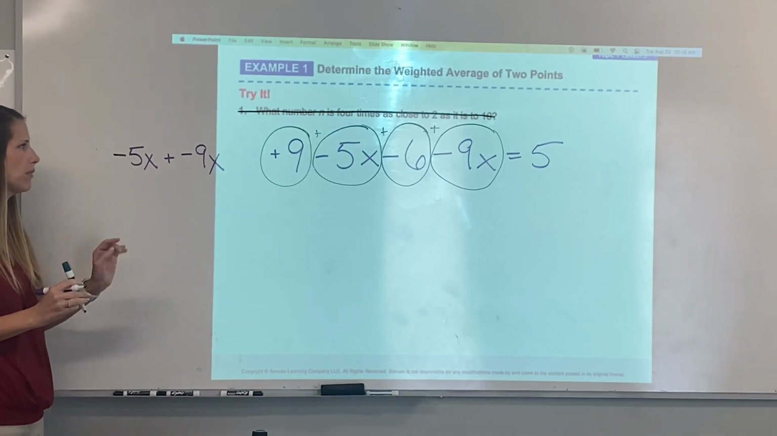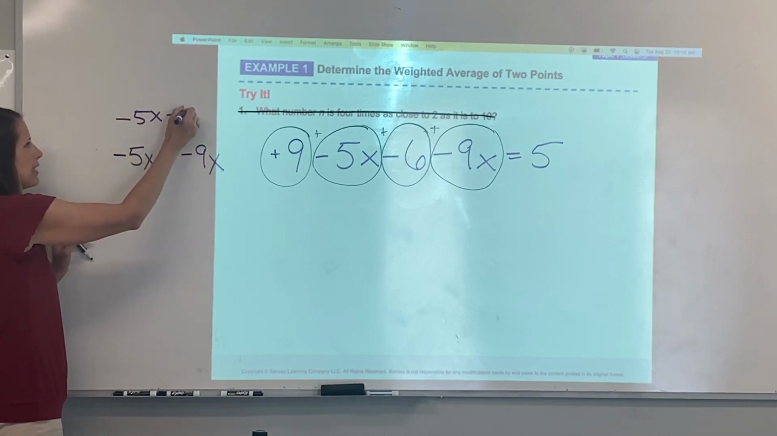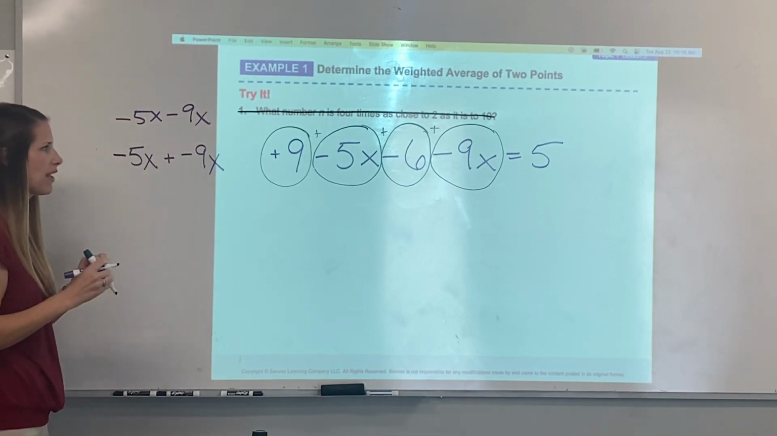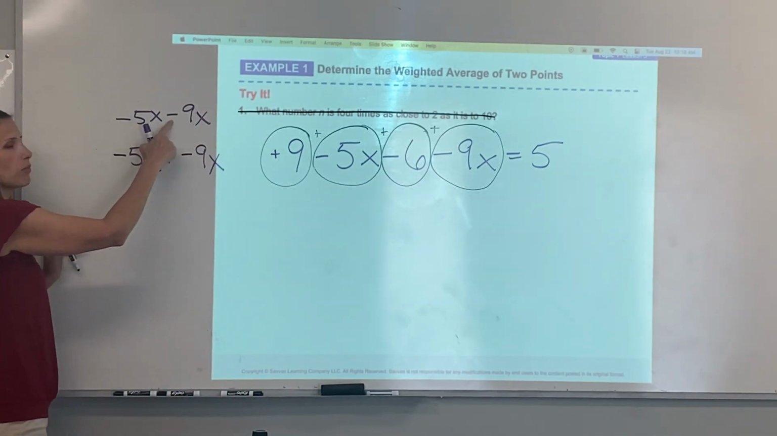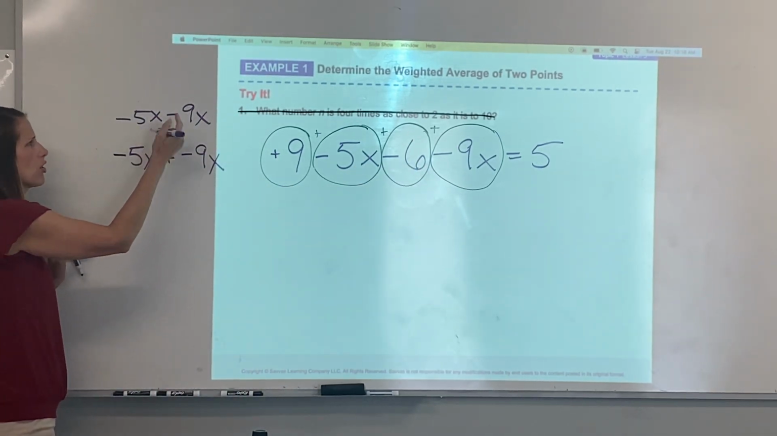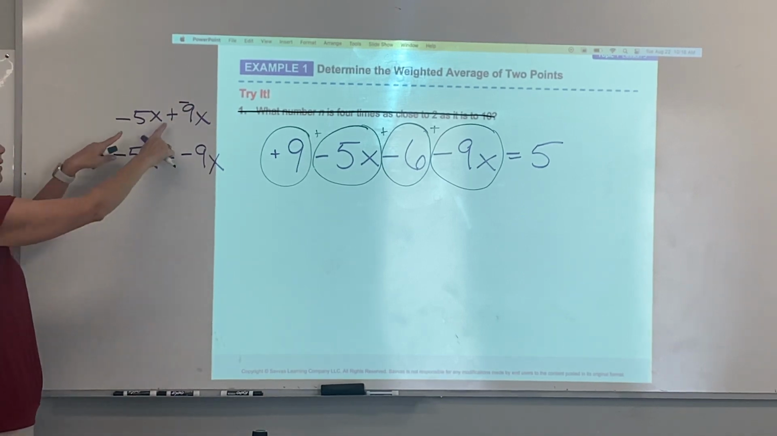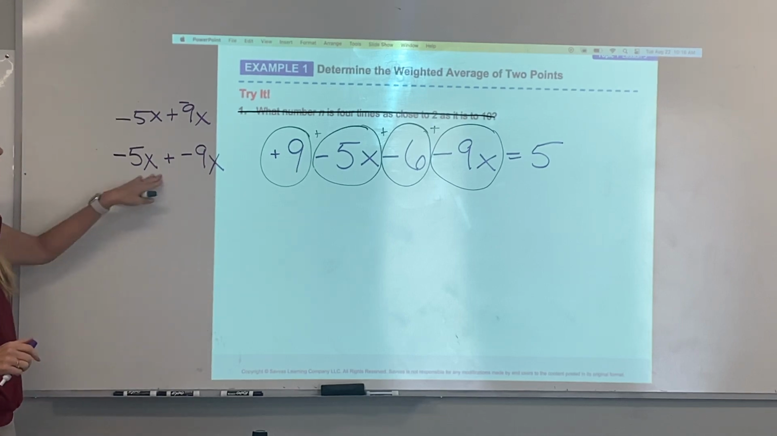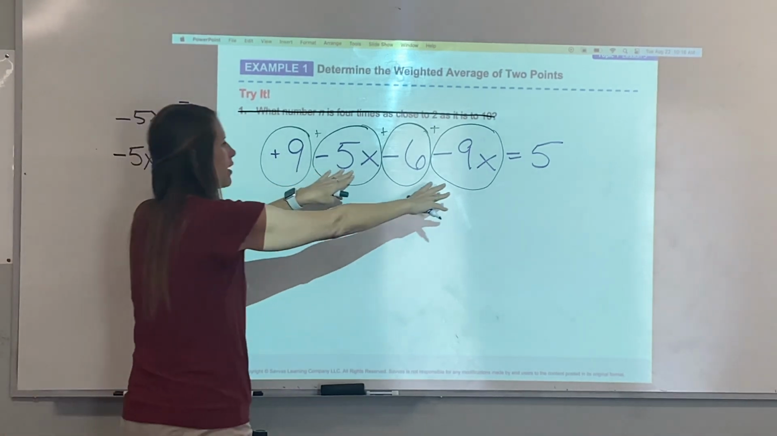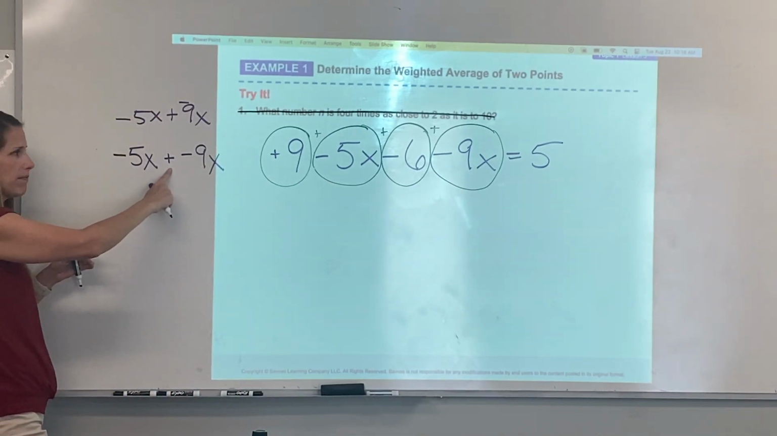Remember, we're combining the like terms. We're adding them. It's the same thing as writing negative 5x minus 9x. Because when we're subtracting integers, we kill the cockroach, change the sign. So what we're really doing is we're adding 2 negative numbers now. Okay? That's why I write it as the terms with their signs being combined. Are you with me? Yes.